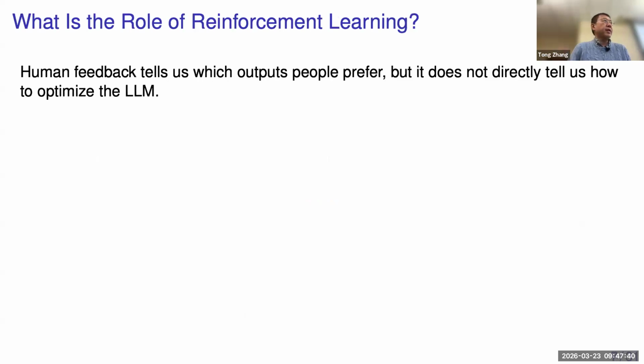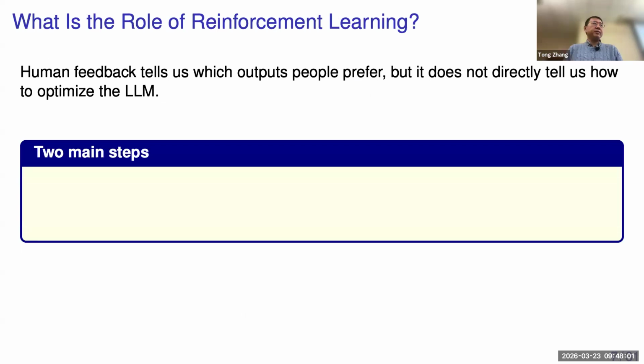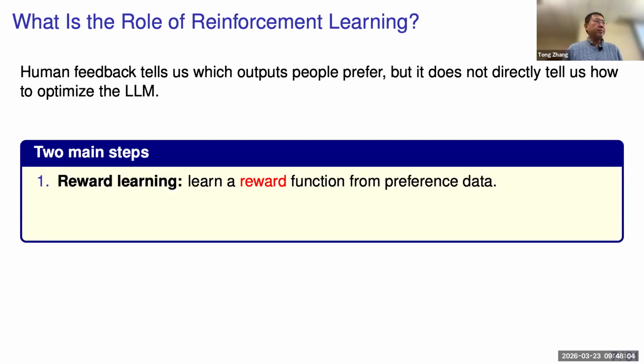Okay, so with that, what is the role of reinforcement learning here? The human feedback tells which output people prefer, right? But it doesn't tell me how to optimize your LLM. So reinforcement learning here is the process of optimizing the LLM. There are two main steps. The first step is reward model learning. Basically, you have preference data. Just like supervised data, you can train a classifier to classify which one is preferred over the other one. So this is learning a reward function.